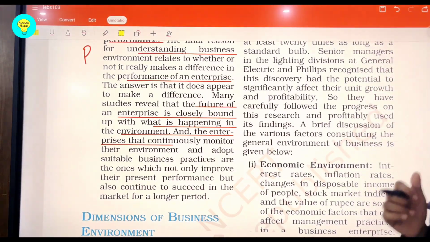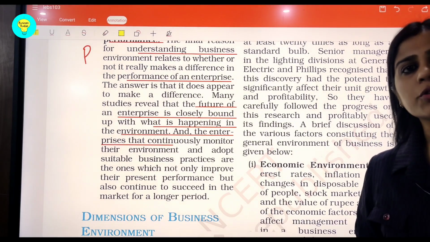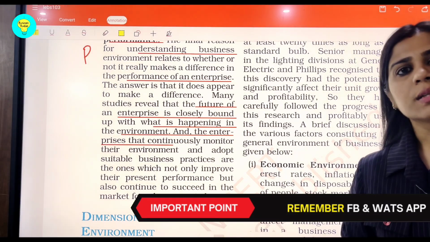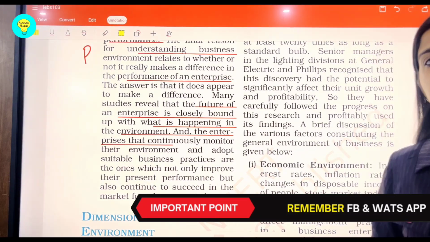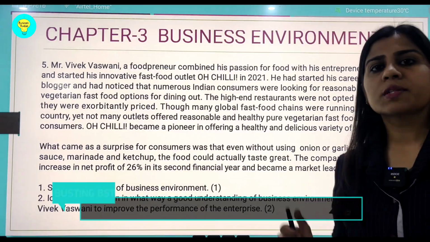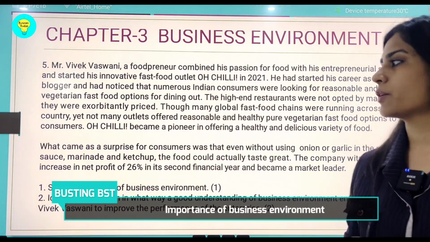So that's why it's always advisable to have an insight over its various features in order to enhance the performance of the enterprise. So these are all the points relating to importance of business environment. Easily remember them as FB or WhatsApp. So let us now see a few questions that have come from the topic importance of studying the business environment.